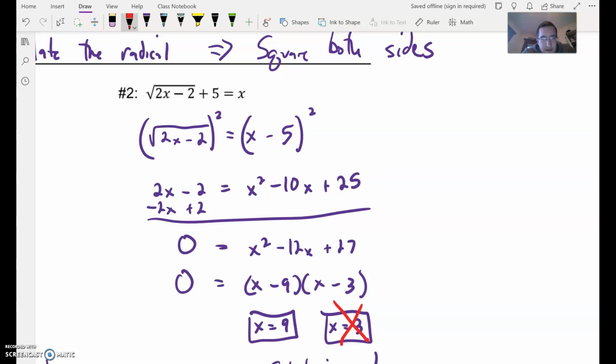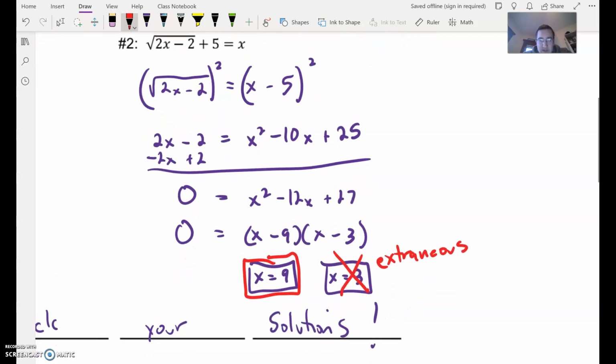9 times 2 is 18. 18 minus 2 is 16. The square root of 16 is 4. 4 plus 5 is 9. Yes, that does work. So in this one, we only had one solution. This one was extraneous. It did not work.